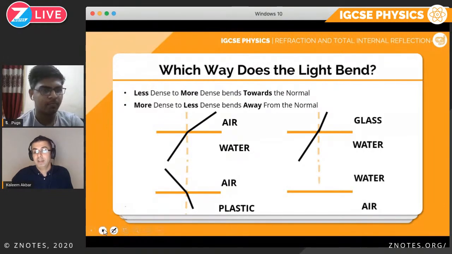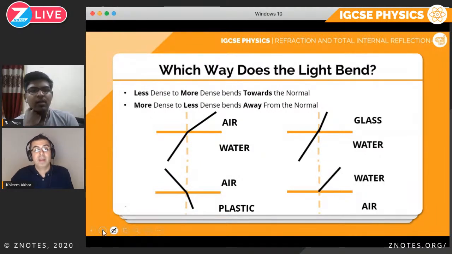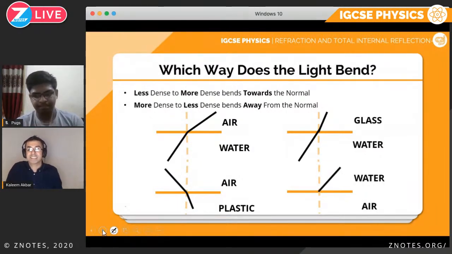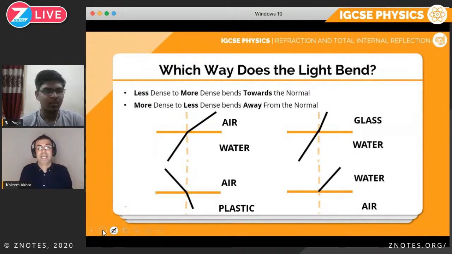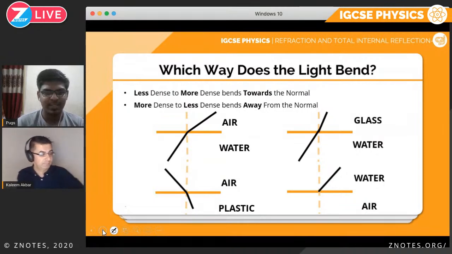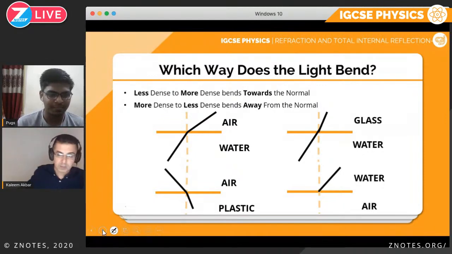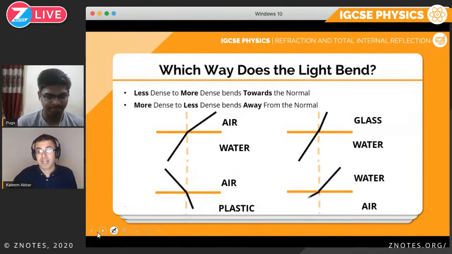And finally, you're going from water to air. You're going from a liquid to a gas. Think about it. Which one's the least dense? Pugs, I'll let you answer this one. What do you think? Towards or away this time? It's going from more dense to less dense, so it's got to be away from the normal. Absolutely. That is it. That is absolutely it.